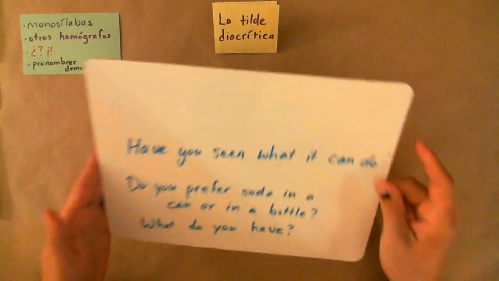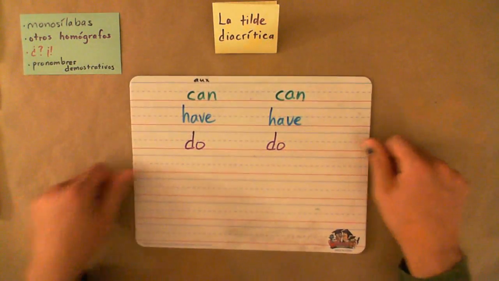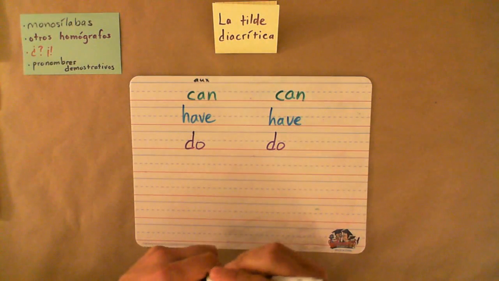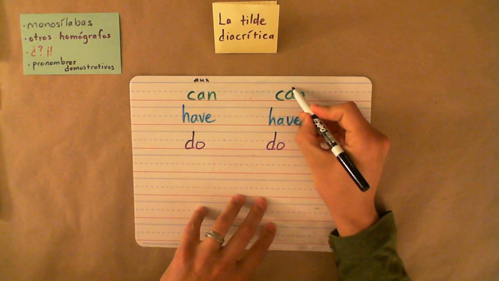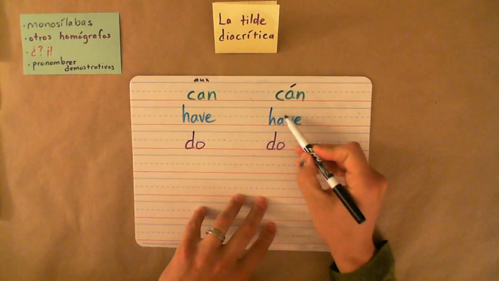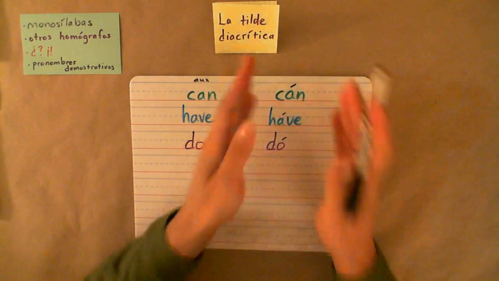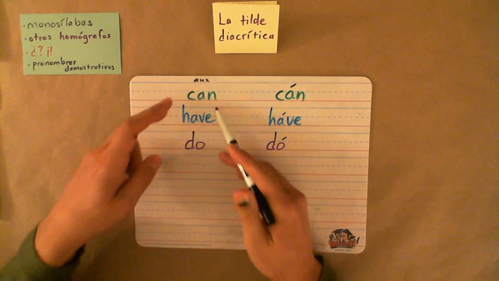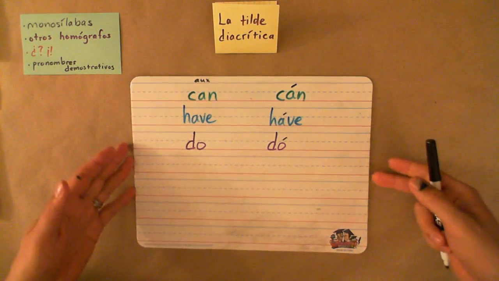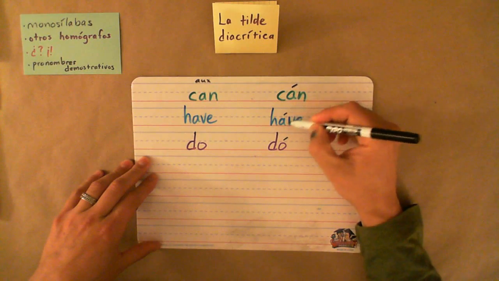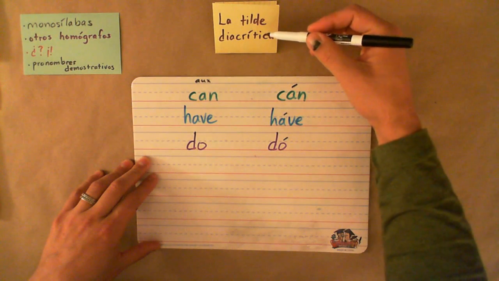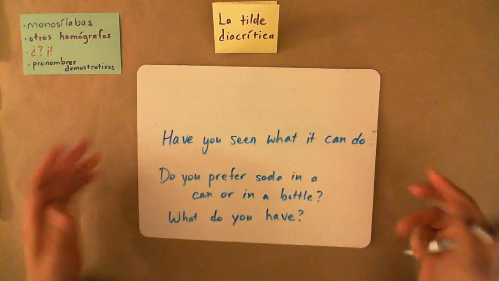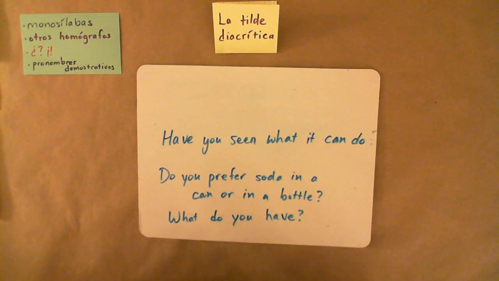So picture, what if we did this? What if we, in English, were to put an accent mark on these words so that you would know that that's what that is. Can, the auxiliary can, have, and do never have an accent mark, and can and have and do have this tilde diacrítica. This would allow us to then see a sentence like this one.